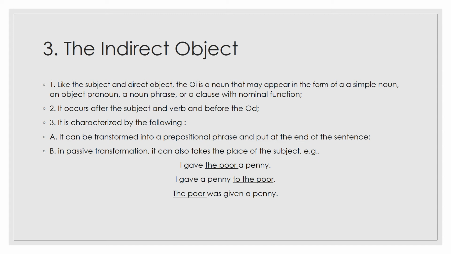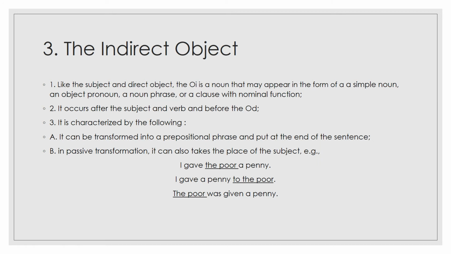In terms of the features that distinguish the indirect object from other sentence elements, in fact there are two. The first one is that the indirect object can be transformed into a prepositional phrase, and we can change the position of the prepositional phrase to the end of the sentence. Also, in passive transformation, after we delete the subject, we can also use the indirect object to take the place of the subject.